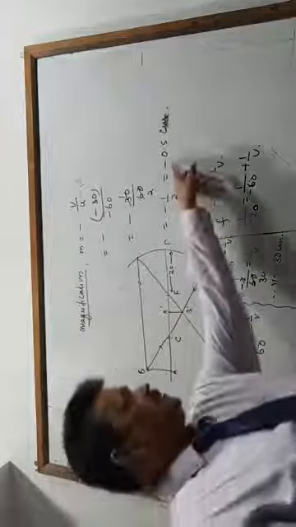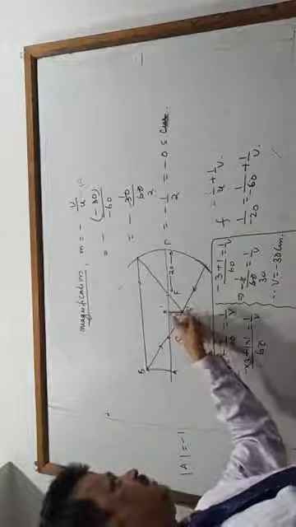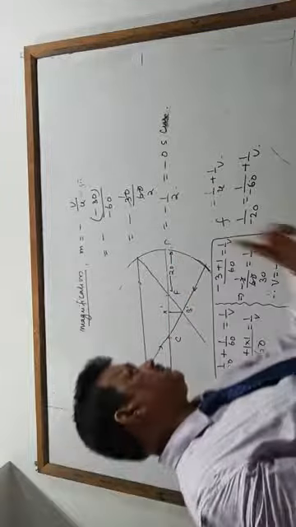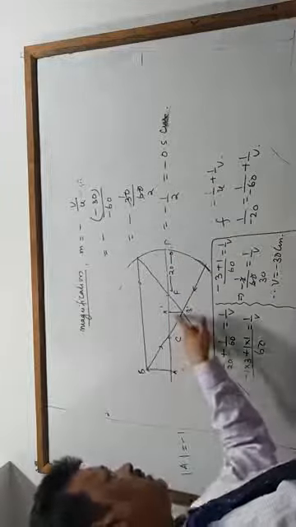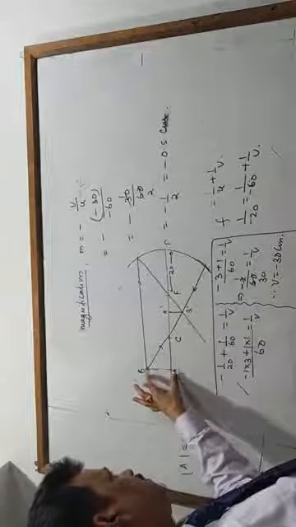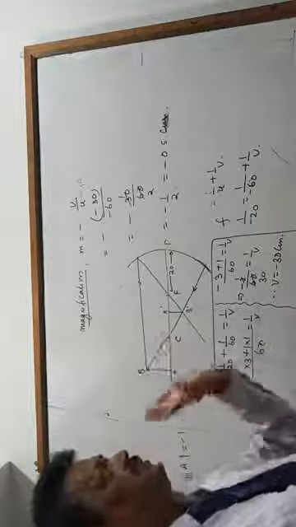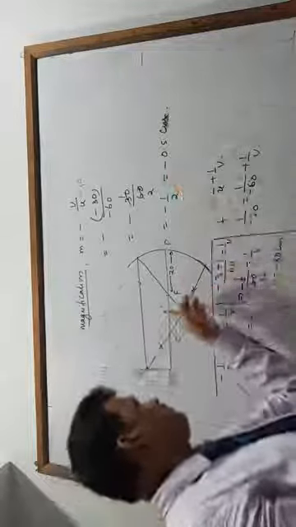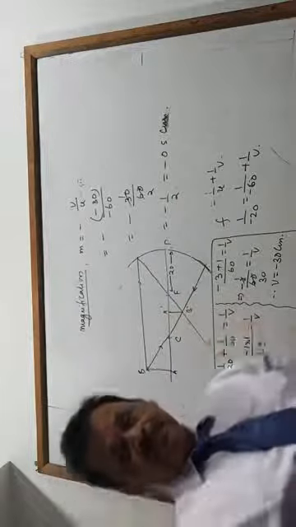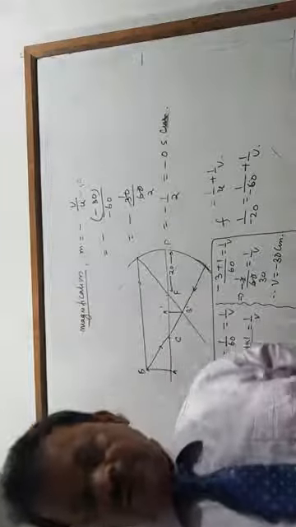Okay, why minus? Because the image is inverted. When it is inverted, the sign will be minus. And it is diminished, you see, because the object is bigger than the image. So the minus sign came because it is inverted. Okay, so more questions we'll solve tomorrow.